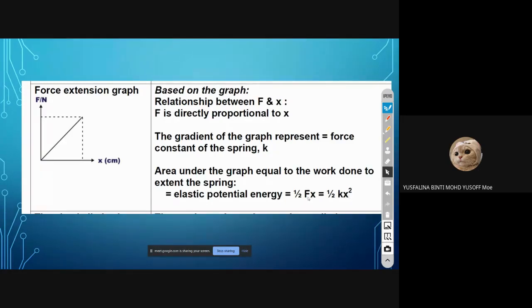If you replace F with Kx, you get half Kx squared. So you can use both equations. It depends on what info is given by the question. If the question gives you the force and the extension, use this one. If the question gives you the spring constant and the extension or compression, use this one. Just remember the gradient of the graph represents the spring constant, the stiffness of the spring, and the area under the graph represents the elastic potential energy.